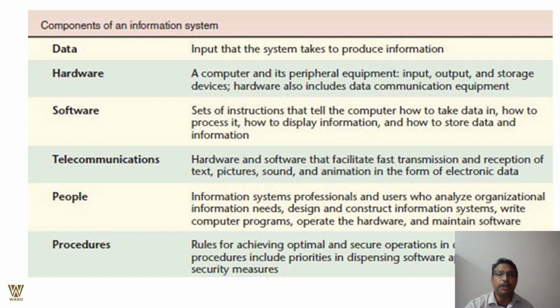The components of an information system: the data is just the input that the system takes to produce information. Remember, data does not have information. When it is sequenced, then only the information churns out. Hardware: a computer or peripheral equipment, input, output, and storage devices. Hardware includes data communication equipment too. Software: a set of instructions that tells a computer how to take the data in, how to process it, how to display information, and how to store information.